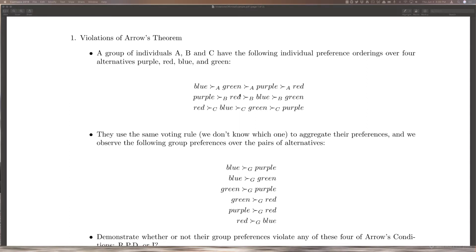So they all have strict preferences over the different colors, and they all have transitive preferences. There's no cycling within their own preference. All right, so these people meet our conditions of having complete and transitive preferences.